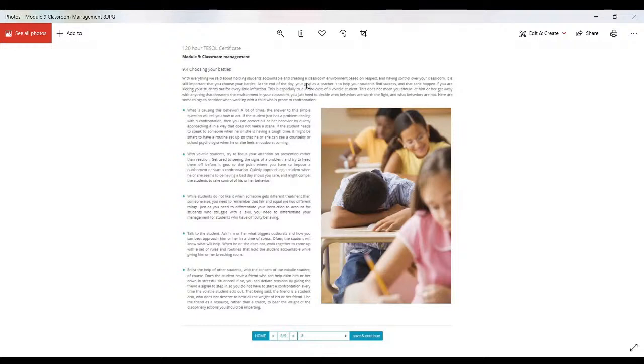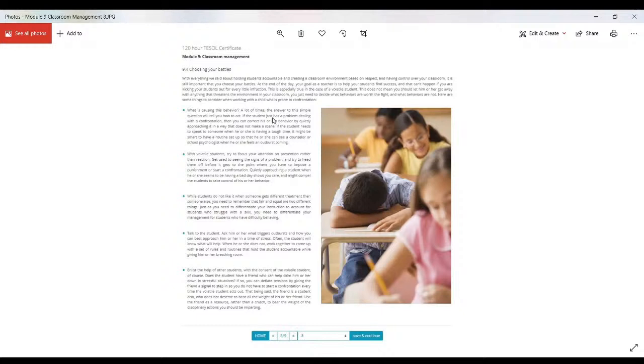This is especially true in the case of a volatile student. This does not mean you should let him or her get away with anything that threatens the environment in your classroom. You just need to decide what behaviors are worth the fight and what behaviors are not. Here are some things to consider when working with a child who is prone to confrontation. Right, first, what is causing this behavior? Okay, kailangan alam din natin yung background ng student, no?